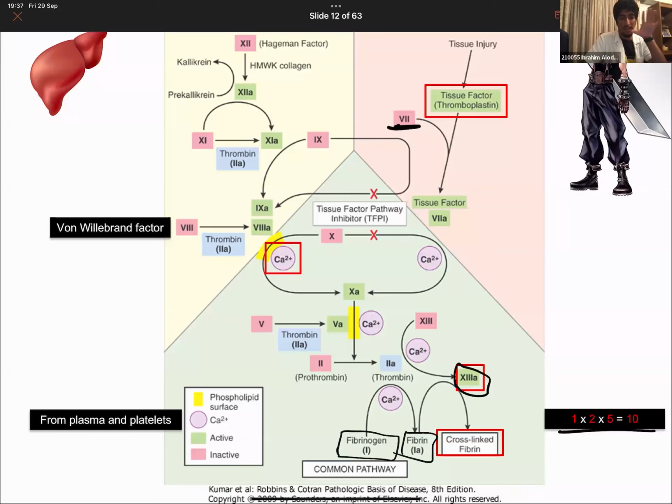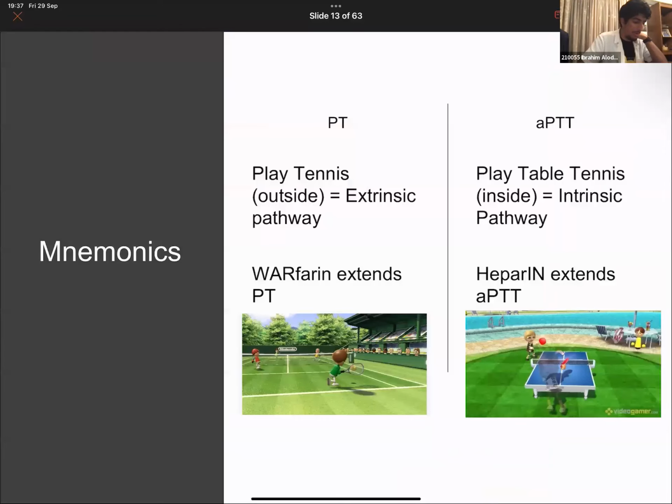Any other questions about the clotting cascade before we move on? This is one of the highest yield things in this lecture. So make sure you understand this so that you're able to understand everything else. Understood? Awesome. I'm going to move on. If anyone has any questions, I'll answer them as I'm going.